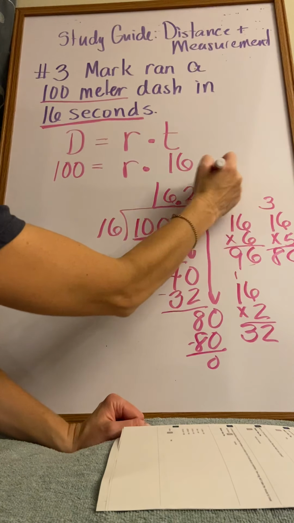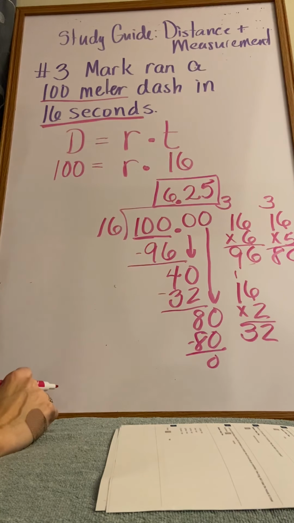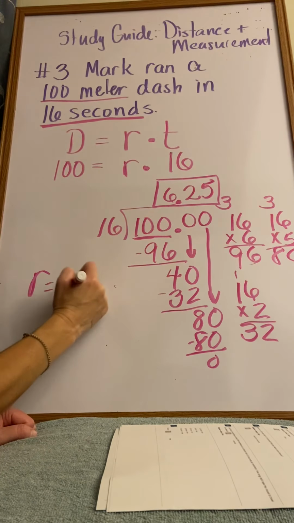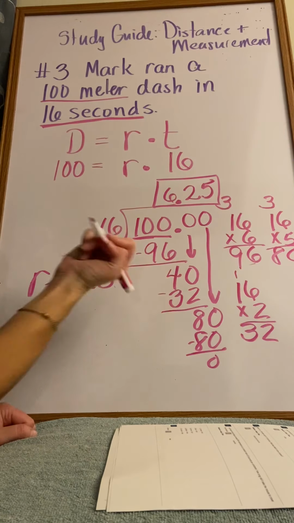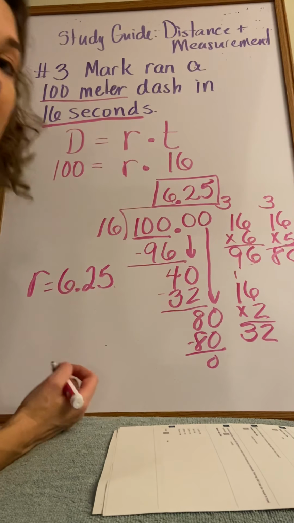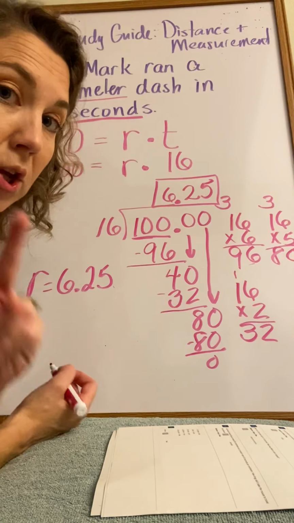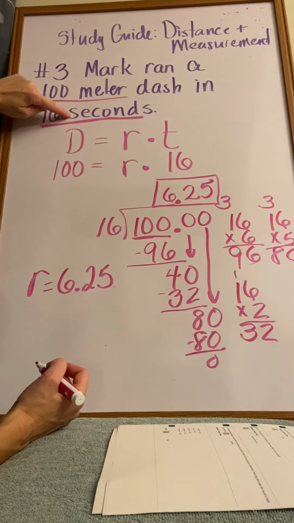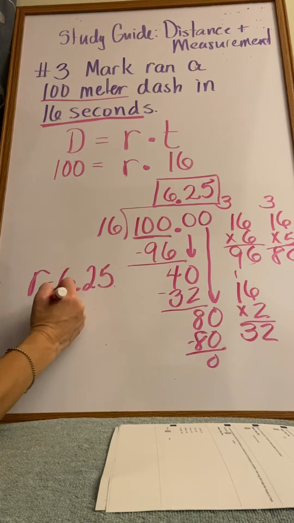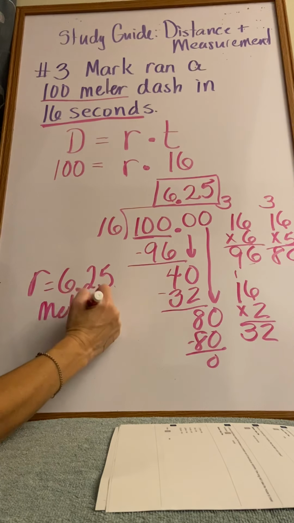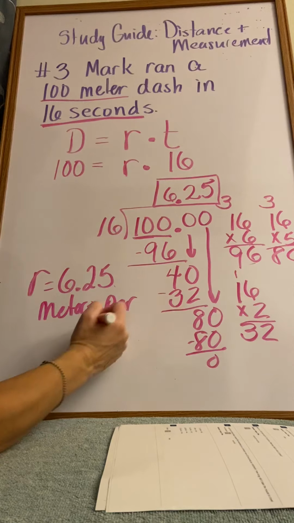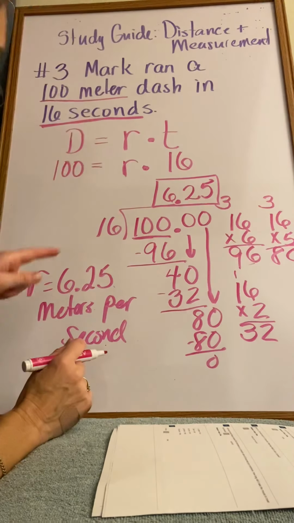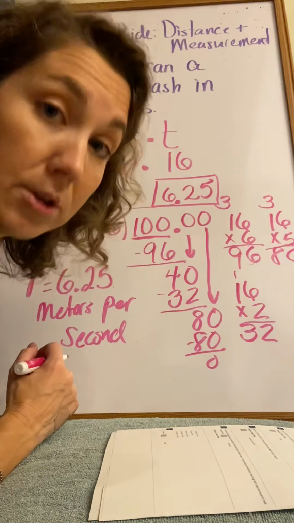So I'm finished. And his rate of speed, because that was the R we were solving for, R equals 6 and 25 hundredths. And this rate is a ratio, so we got to have two measurements here, comparing two measurements: meters per second. And I think that's already on the answer choice. So all you have to do is put the answer of 6.25.